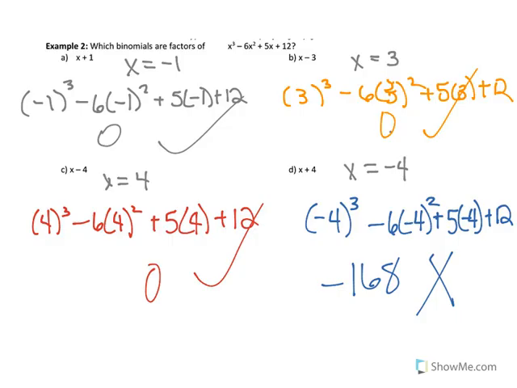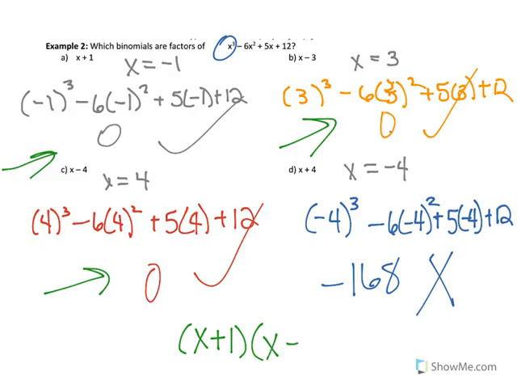Also, thinking about this, this is to the power of 3. So if I know that this is a factor, and if I know that this is a factor, and I know that this is a factor, a polynomial to the degree of 3 is going to have 3 answers. So x plus 1, x minus 3, and x plus 4 are all of our answers. So that's actually factored now.